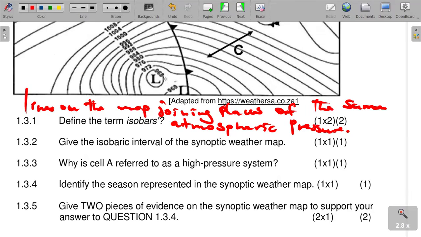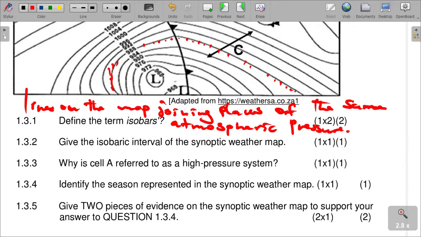As you can see, for example, we have 972, 976, 980, 984, 988, going up like that. The area shown by each of these lines, when we follow the region the line goes around, shows equal pressure within the area where the line is passing. These are called isobars. They identify areas that have equal pressure. That is what you need to know.